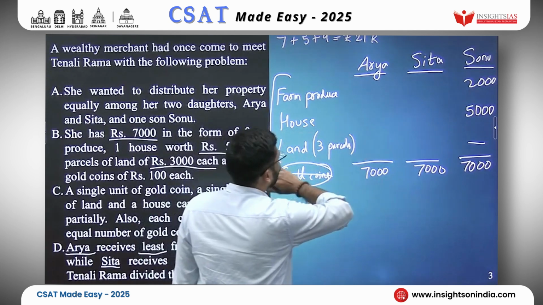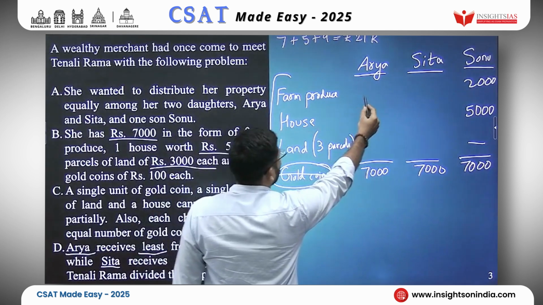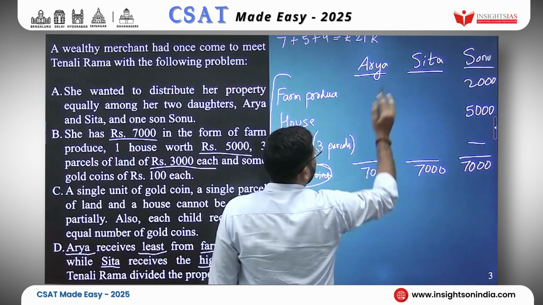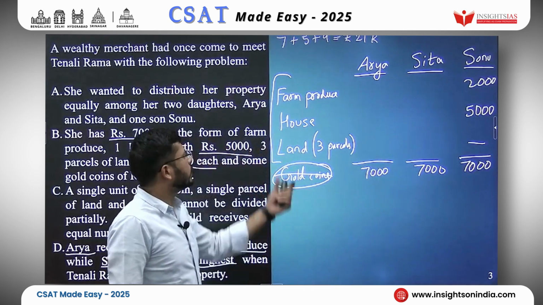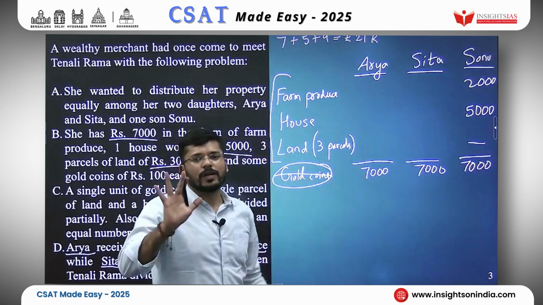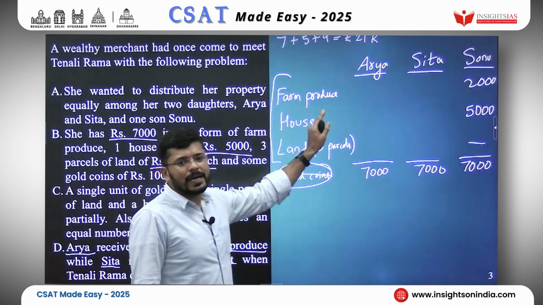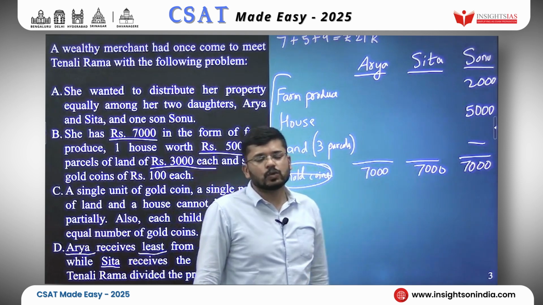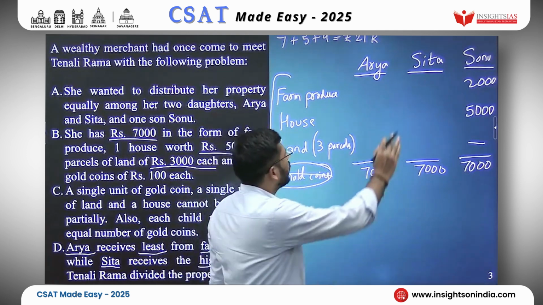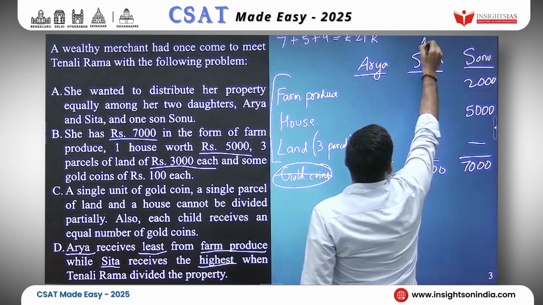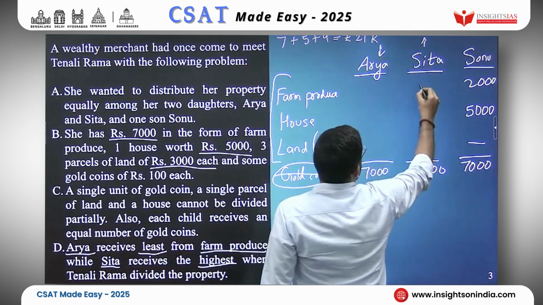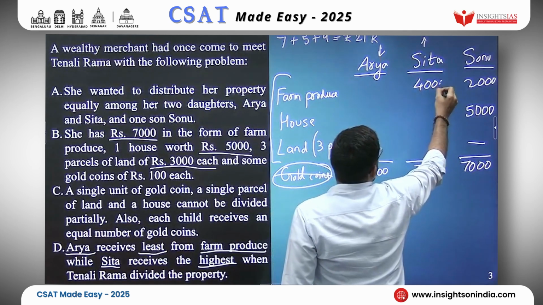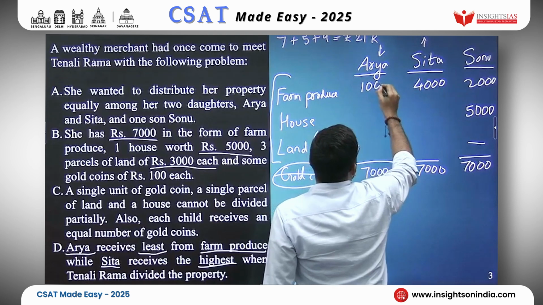Here now we have to divide farm produce between Arya and Sita. How much of the farm produce is left? 5000 is left, because farm produce totally is worth 7000 and 2000 we gave to Sonu. So 5000 is left. Sita should be the highest and Arya should be the least. So we will give 4000 to Sita and 1000 to Arya.